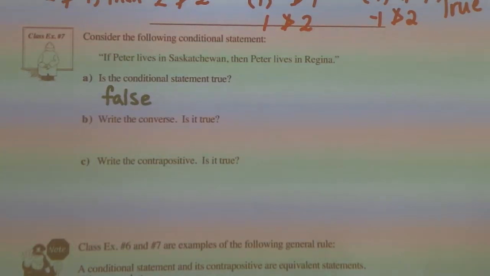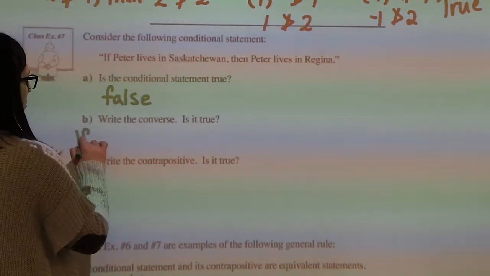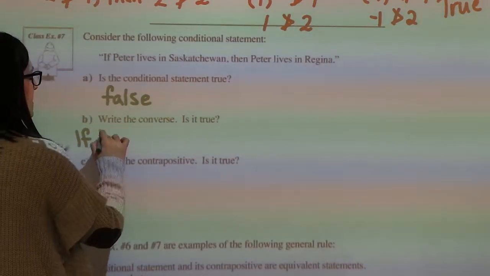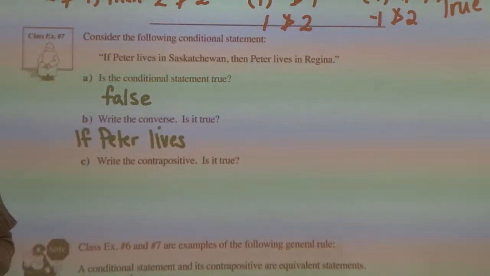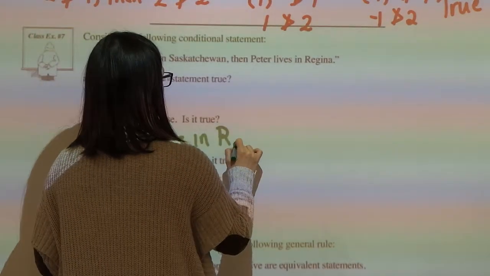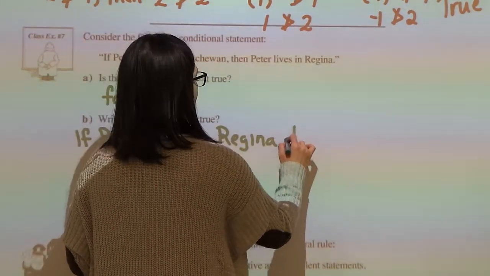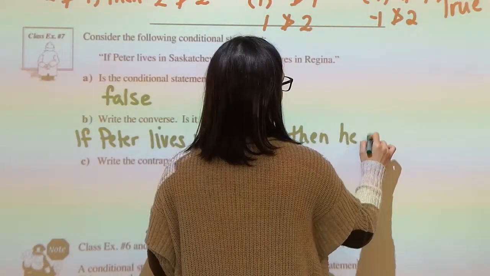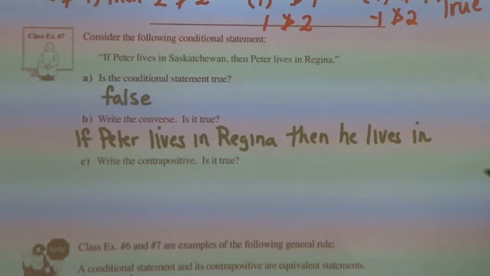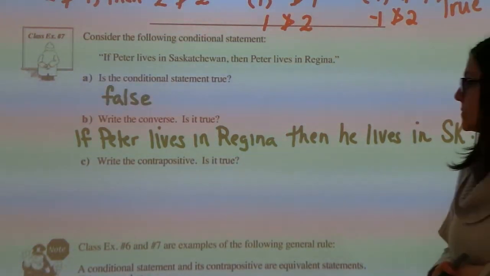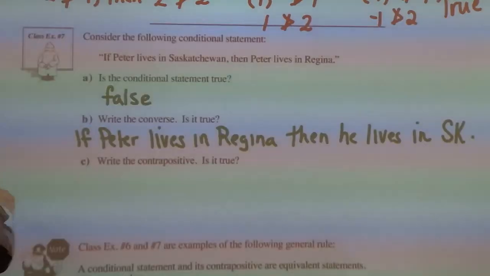Okay, so then let's write the converse. What would the converse be? If Peter lives where? In Regina, then he lives in Saskatchewan. Is that true or false? True. That's true. Okay. So it's true.